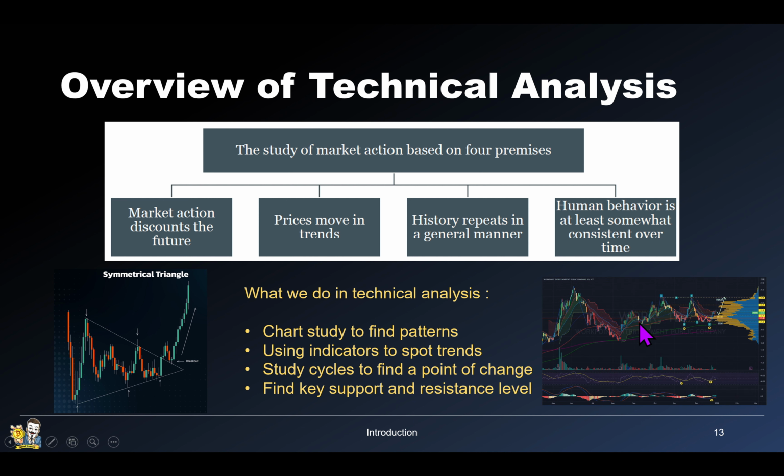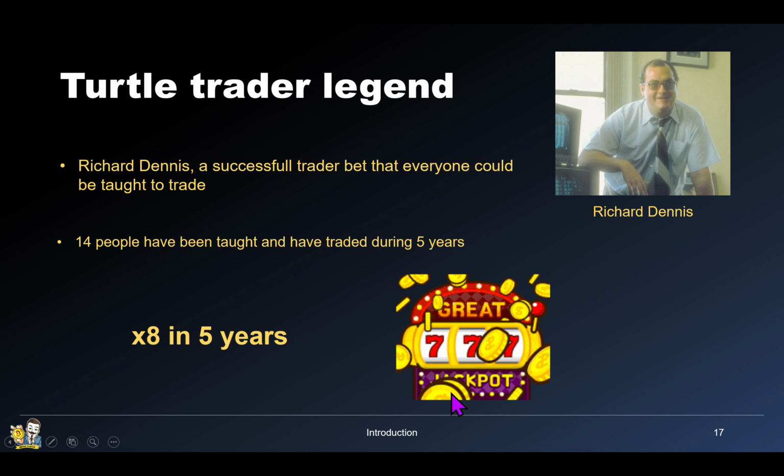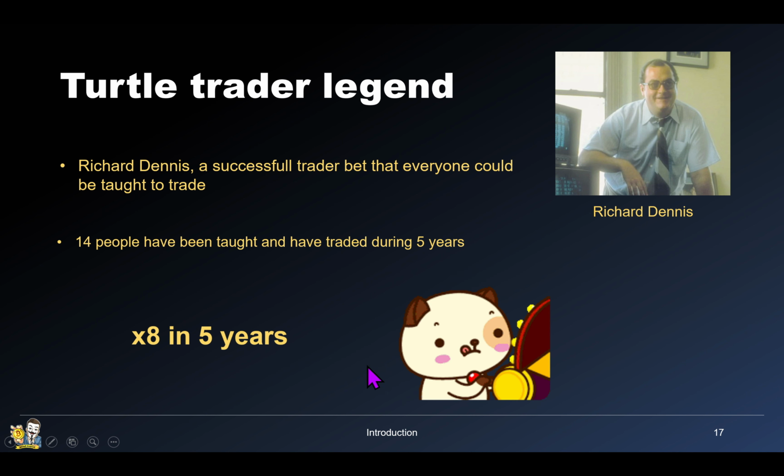The training would last for 2 weeks and could be repeated over and over. He called his students turtles, after recalling turtle farms he had visited in Singapore and deciding that he could grow traders as quickly and efficiently as farm-grown turtles. Dennis placed an ad in the Wall Street Journal, and thousands applied. Only 14 traders were accepted. No one knows the exact criteria Dennis used, but the process included a series of true or false questions. And guess what? All his students multiplied their initial stake by 8 in 5 years. It's a crazy return.